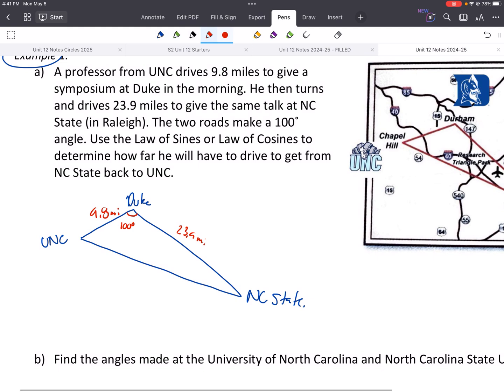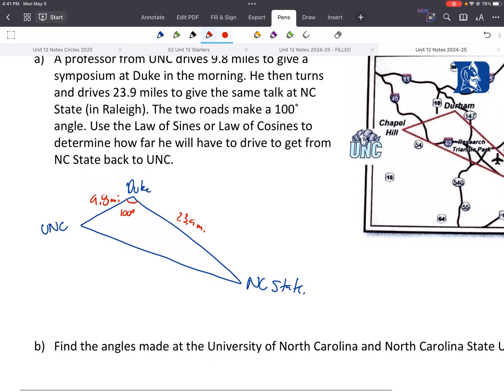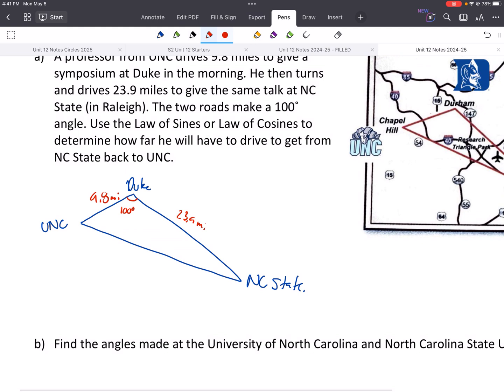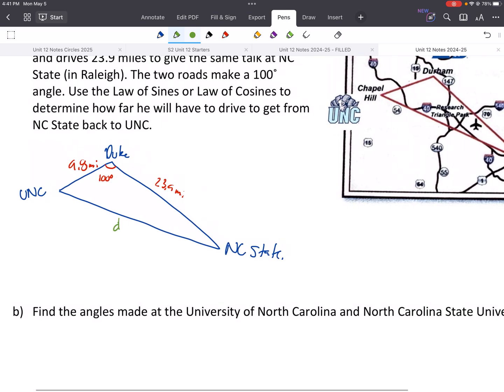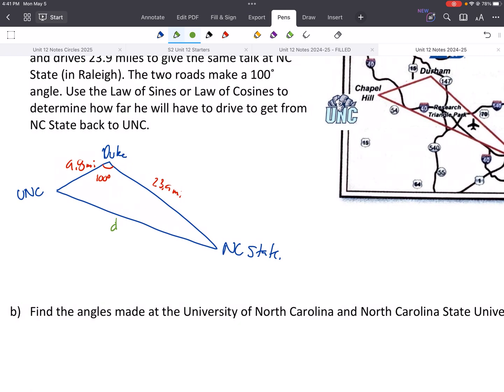Okay, use the law of sines or cosines to determine how far he will have to drive to get from NC State back to UNC. So basically it's asking us to find, why don't we call this little d, since it's across from Duke. All right, so to figure this out, this would be kind of like the first example that we had.